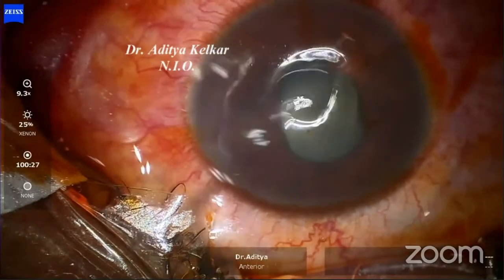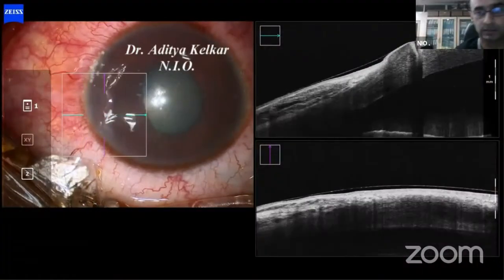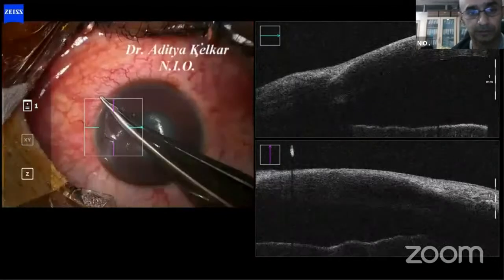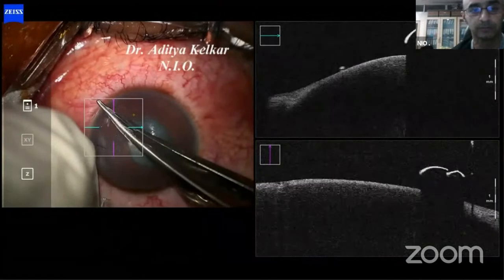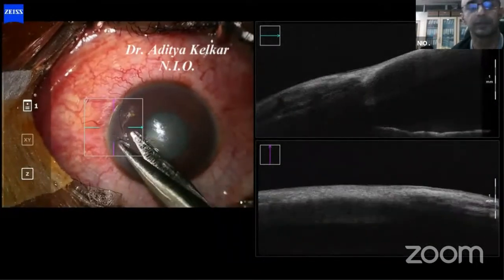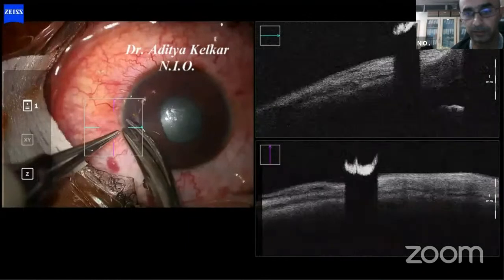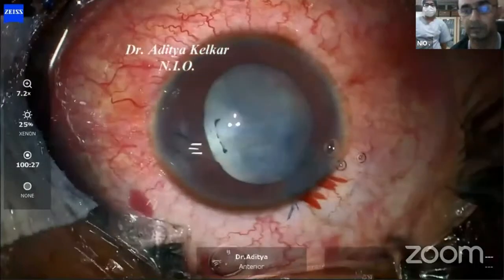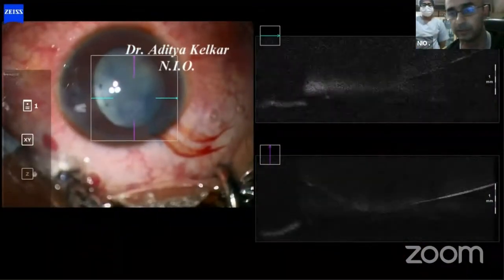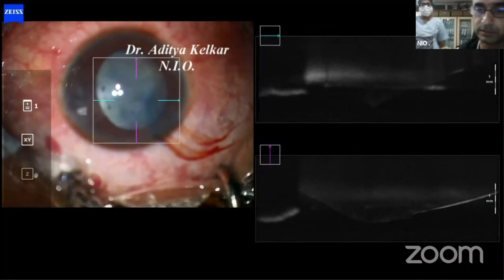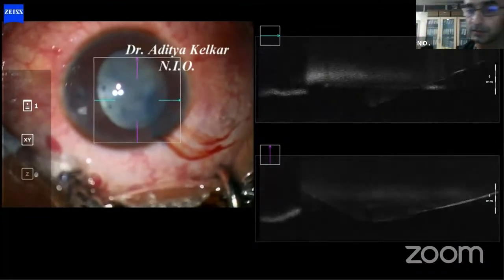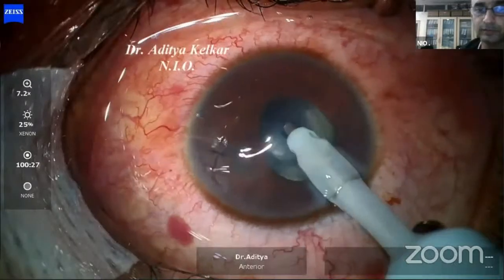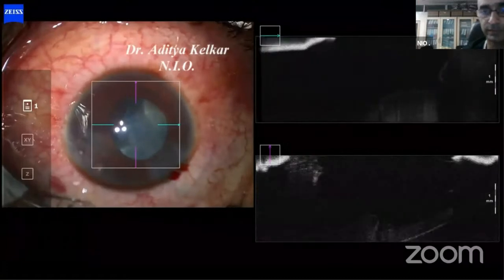The next surgery is about a post-traumatic patient who developed corneal tear, cataract and intraocular foreign body. This is the corneal tear being repaired. We are literally playing around with the OCT to confirm that the wound leak is sealed completely. Then, have a look at this OCT and you can see that there's an abnormal bulge of the posterior capsule, which means this patient probably has a posterior capsular tear, which we experienced firsthand as soon as we introduced the phaco probe.